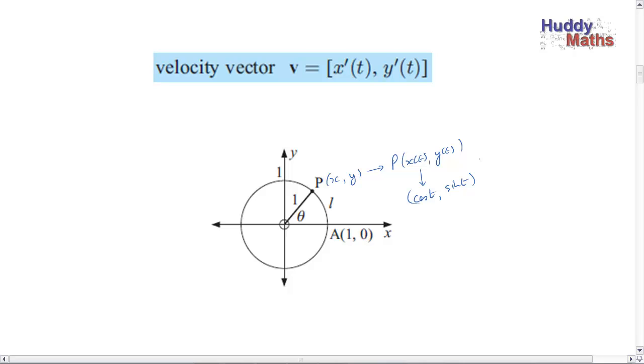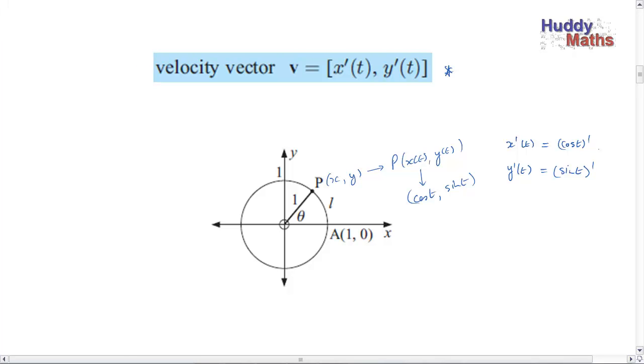And so what we want to do here, we're saying we want to find the velocity vector. So we want x prime t, the derivative of cos, and y prime t, the derivative of sine. Uh-oh. Can you do that yet? You've done a bit of calculus in other subjects, the preliminary to this one.